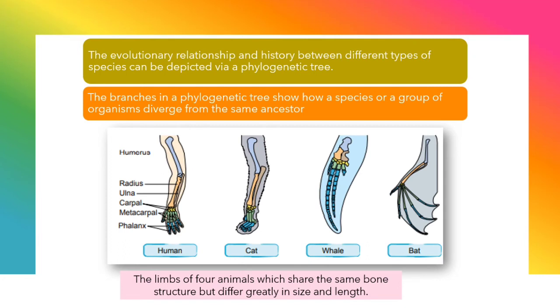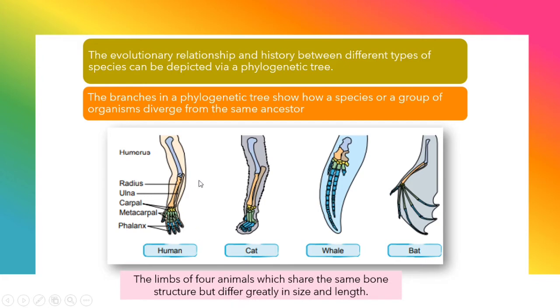The evolutionary relationship and history between different types of species can be depicted via the phylogenetic tree. The branches in the phylogenetic tree show how a species or a group of organisms diverge from the same ancestor. So this is how the limbs of four animals with the same bone structure may differ greatly in size and length.